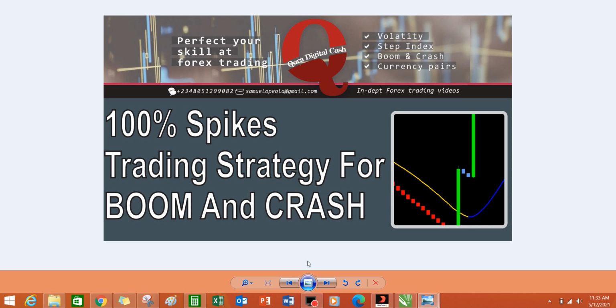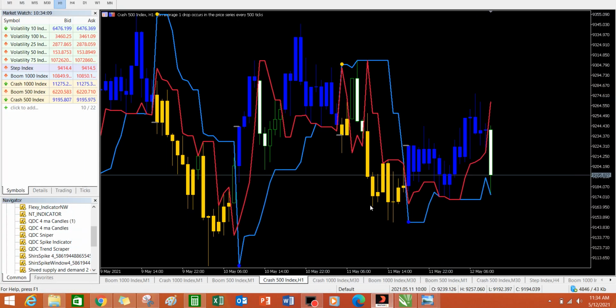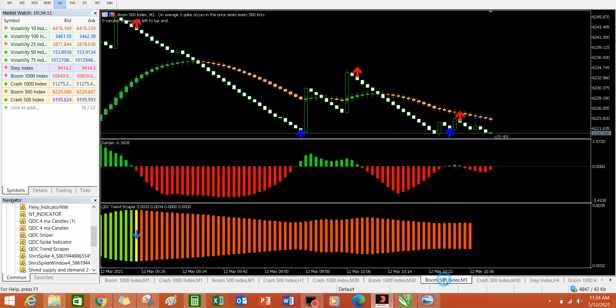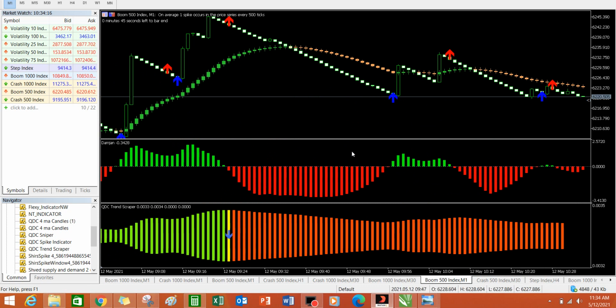All these are very, very vital. For boom, the support level is very important, while for crash, the resistance level is very important. So all these are vital and important. Let's check out how we can do this successfully.